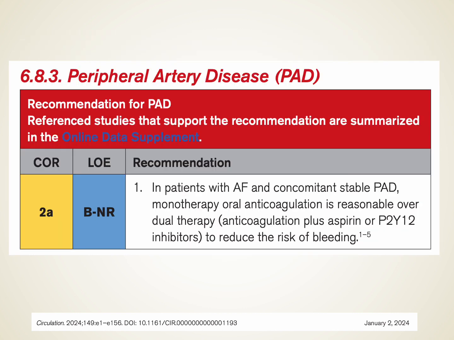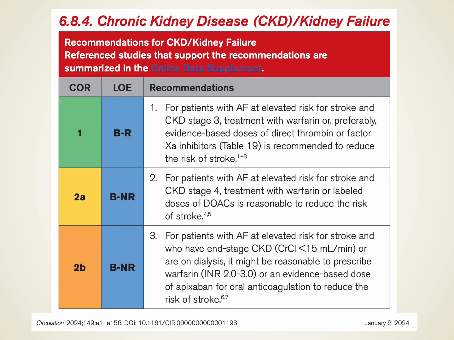For peripheral vascular disease, there are some recommendations that monotherapy with oral anticoagulation is reasonable over dual therapy with an anticoagulant and antiplatelet. For folks with chronic kidney disease, we alluded to this earlier, you want to consider the dose adjustment and the use based on renal function. So it's important to consider that, and to make sure that each drug you're going to consider using has data for the degree of renal impairment that patient has.